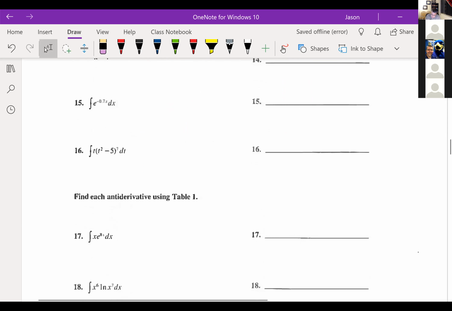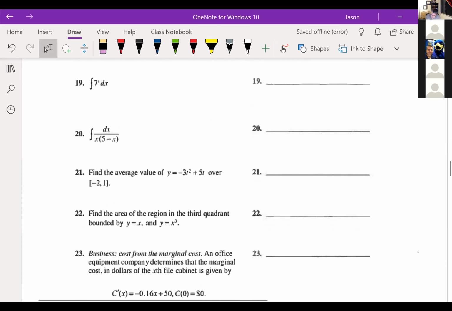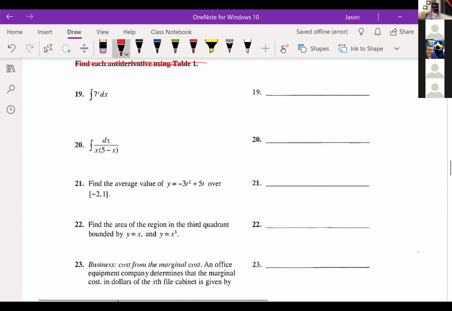Okay, well, I'll come back to some of these. This you don't have to worry about. I should have gotten rid of this, but 19 and 20, get rid of. Okay, so you don't have to do 19 and 20. What else we got here?